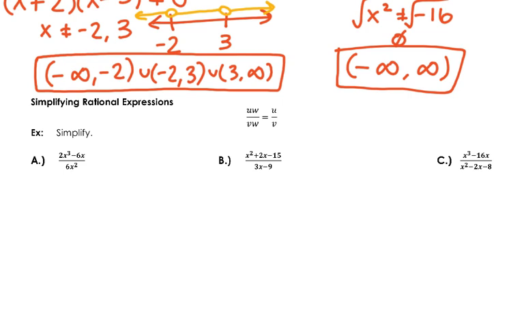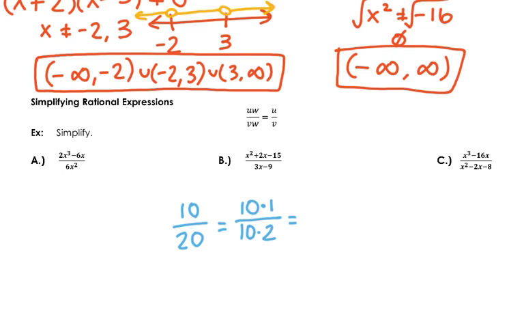When you're simplifying rational expressions, you want to kind of treat it like simplifying a regular rational number. So for example, if I had 10 over 20, I could break that up into 10 times 1 over 10 times 2.